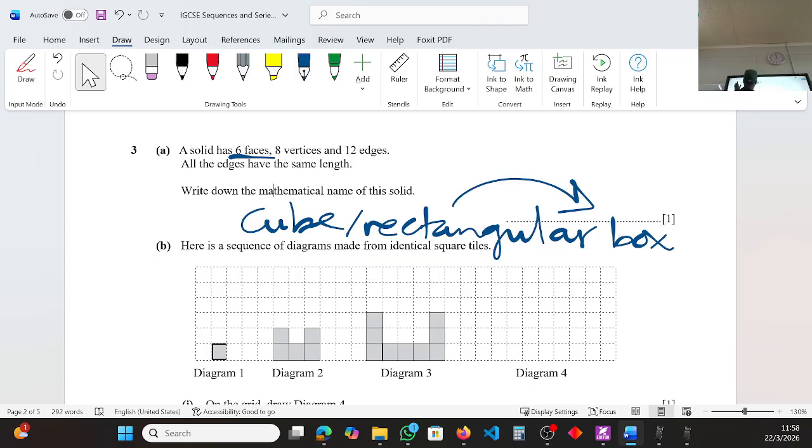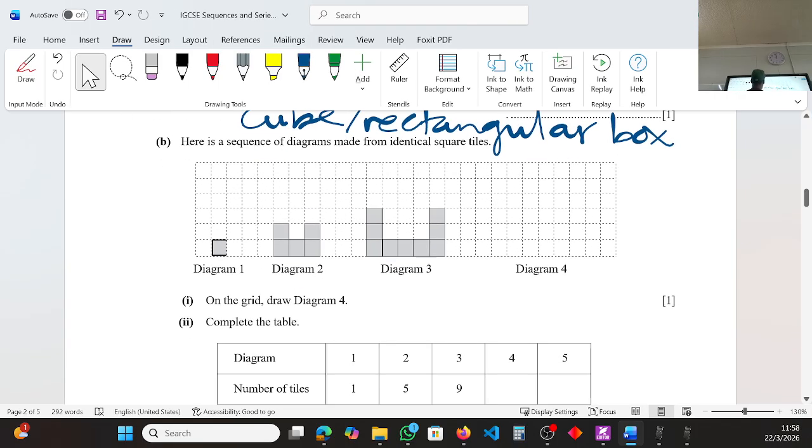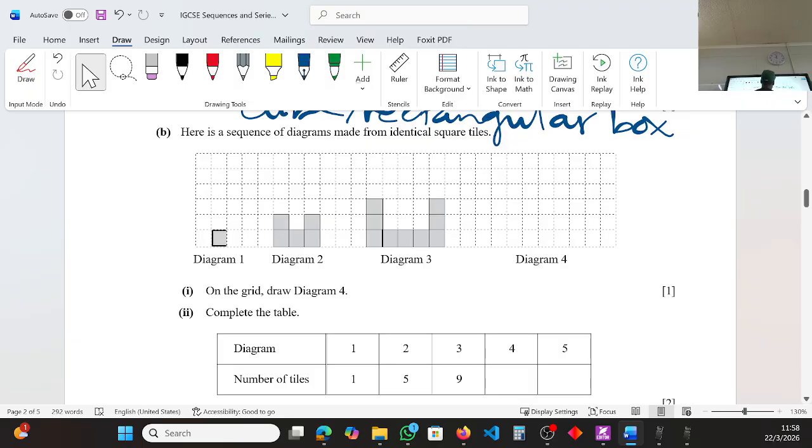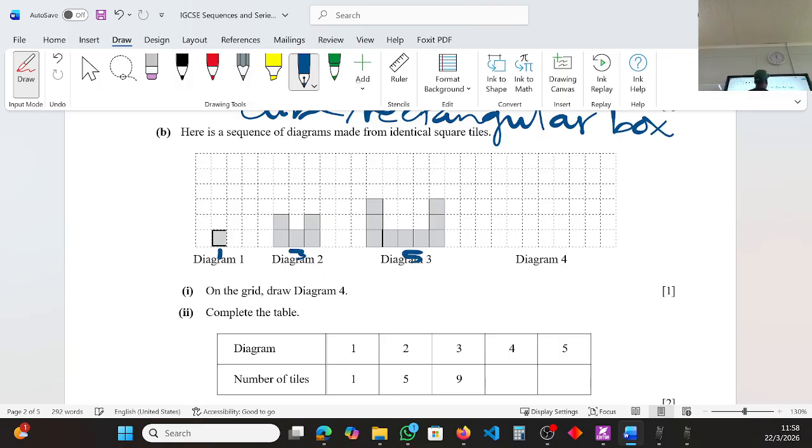Right, here is a sequence of diagrams made from identical square tiles. Diagram 1 has 1 tile at the base, then there are 3, then there are 5. We expect to get 7 at the base for diagram 4. On the grid, draw diagram 4. So, anticipating 7 squares at the base, we count 1, 2, 3, 4, 5, 6, 7.